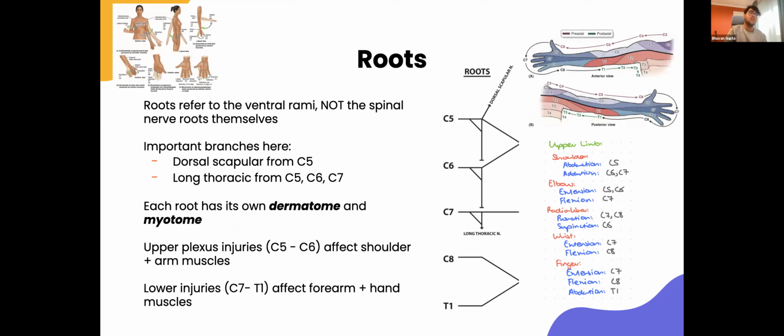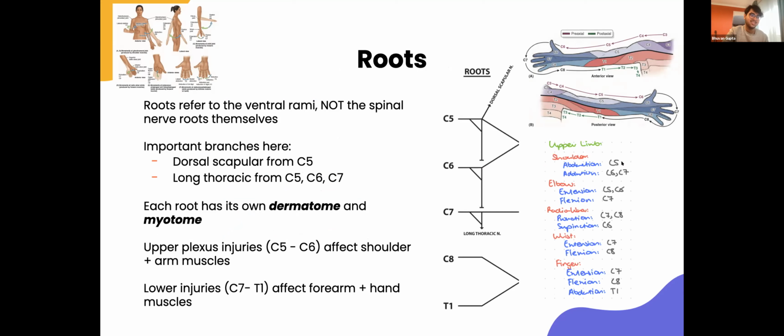Roots, these are really important, mainly because of the myotomes and dermatomes. One thing to note is it's not the actual spinal nerve roots, but just the ventral rami, so where the roots are coming from. There are some important branches here, specifically the long thoracic nerve, which, as we know, supplies serratus anterior, and then the dorsal scapular nerve. If we look at the dermatomes and myotomes, I'd memorize these by heart before your exam, at least. They'll really help with the muscles.